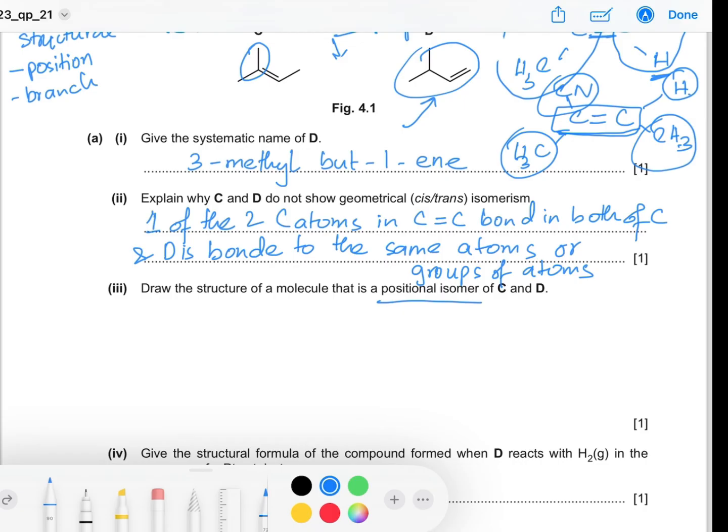Now for D, if you change the position of the double bond from first and second carbon atom to the second and third carbon atom, it would turn into C. However, if you change the position of this branch and put it on the second carbon atom, you would end up with a structural isomer with difference in the position. So you have a positional isomer here, which is 2-methylbut-1-ene.